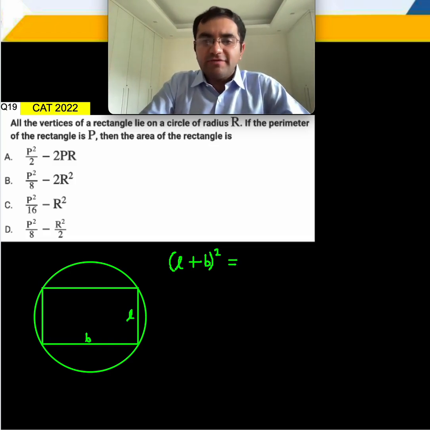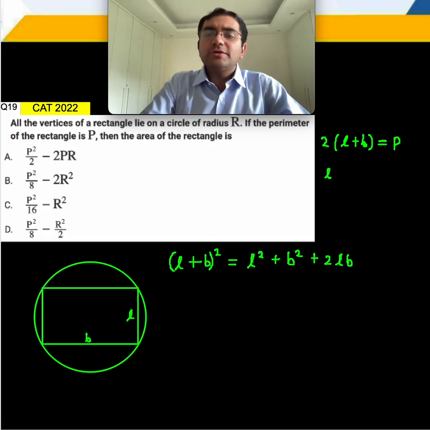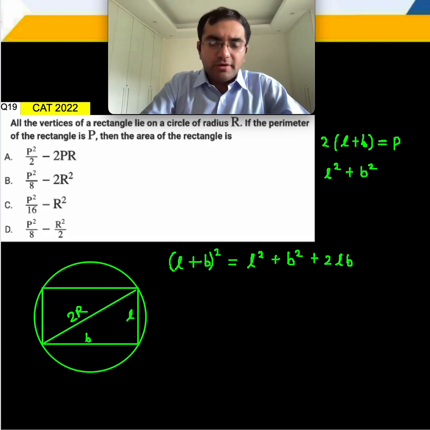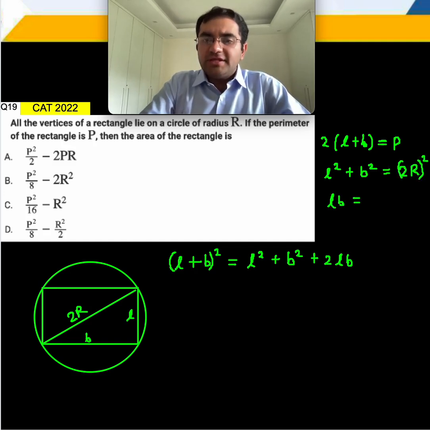What I can think of is L plus B whole square is equal to L square plus B square plus 2LB. I know few things. Perimeter is twice of L plus B. And I know that L square plus B square will be equal to your diameter square. And the diameter is the diagonal of the rectangle. So it will become 2R whole square. And finally, I know that the area is L into B.